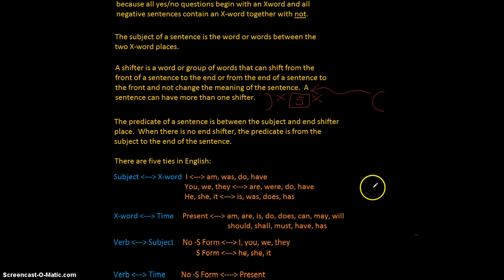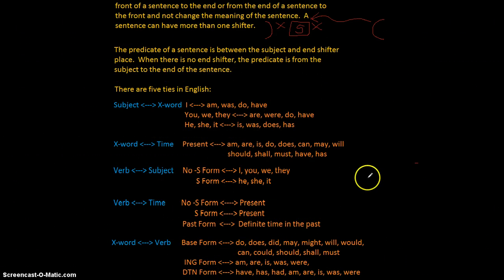So, that brings us to the 5 ties. And we broke this up and presented it in 5 sections, A, B, C, D, and E. And we saw that subjects and X-words tie. Not all X-words, but some X-words. X-words like am and are and is and was and were and do and does and have and has, they all tie with subjects.